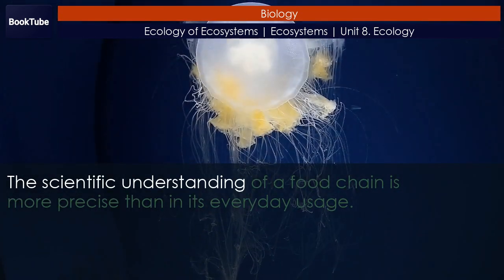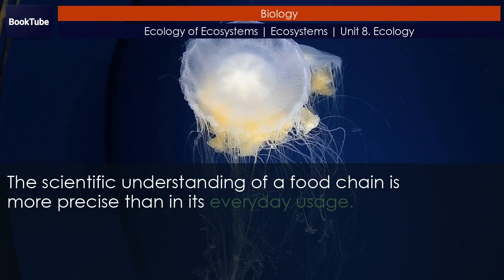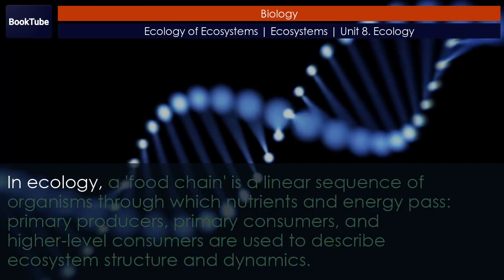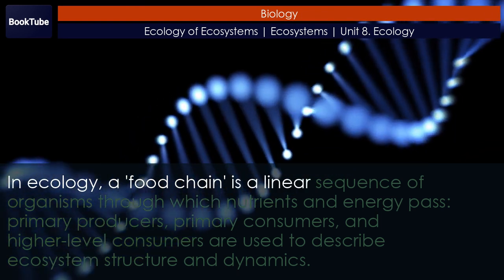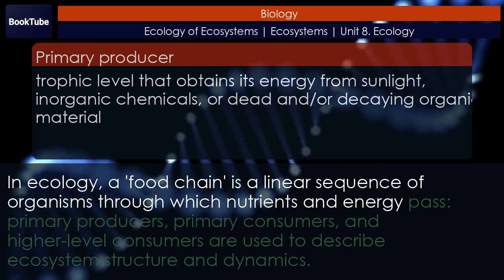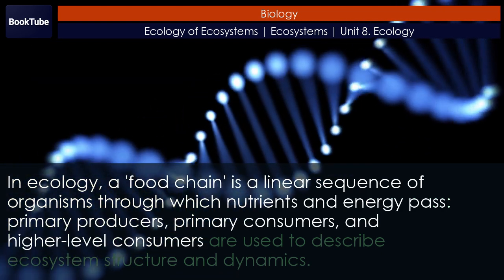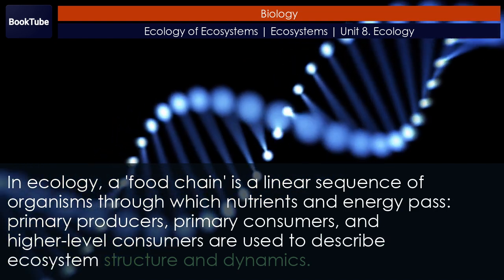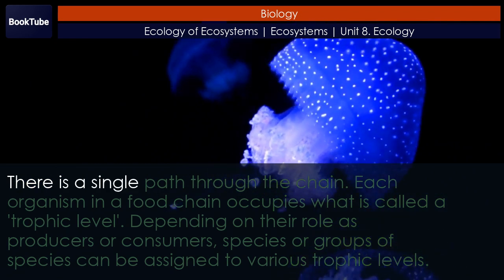The scientific understanding of a food chain is more precise than in its everyday usage. In ecology, a food chain is a linear sequence of organisms through which nutrients and energy pass. Primary producers, primary consumers, and higher-level consumers are used to describe ecosystem structure and dynamics. There is a single path through the chain.